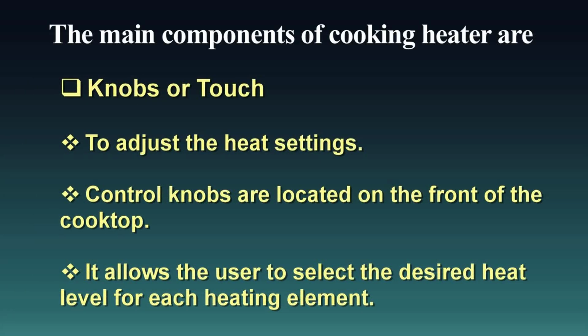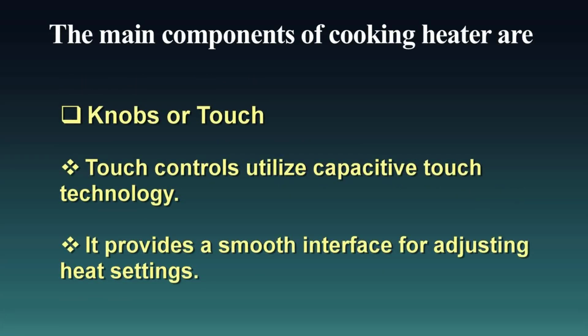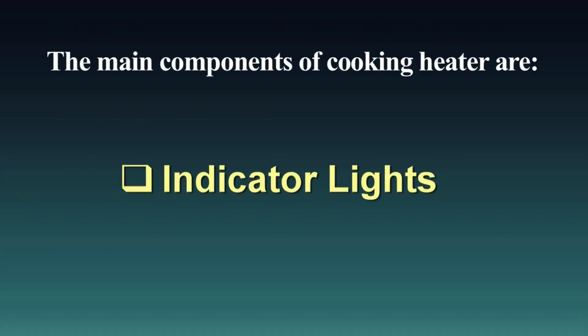Electric cooking heaters feature control knobs or touch controls to adjust the heat settings. Control knobs are located on the front of the cooktop and allow the user to select the desired heat level for each heating element. Touch control, on the other hand, utilizes capacitive touch technology and provides a smooth interface for adjusting heat settings. The next component is indicator lights.